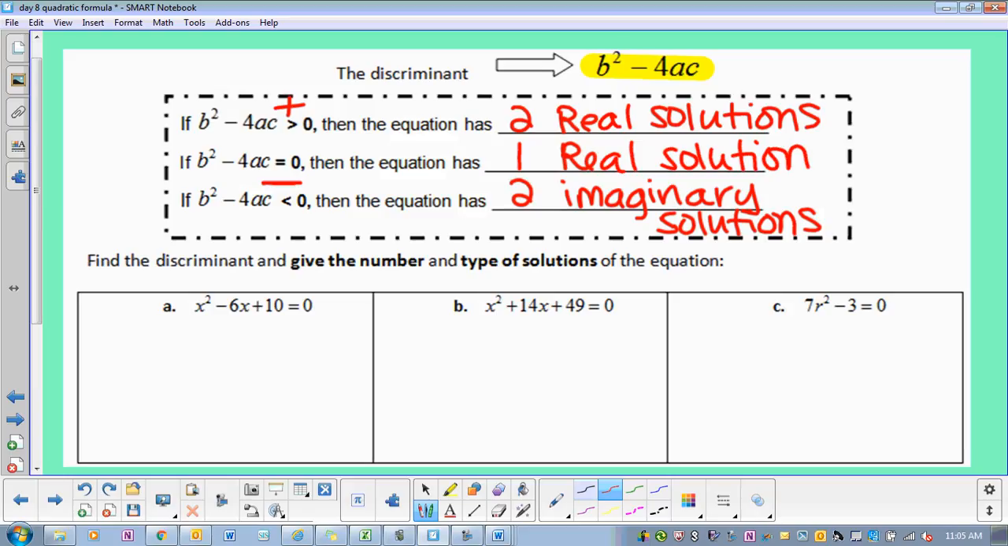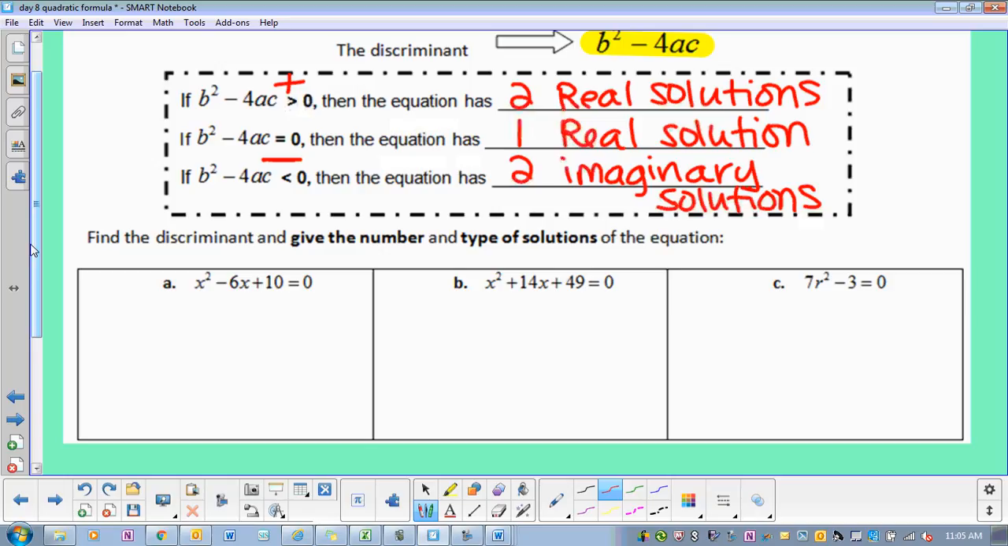All right. So here's the fun part. If they tell you, and you have to read the directions carefully, okay? If it says find the discriminant and give the number and the type of solutions, you have to tell me 1 real, 2 imaginary. That's all I want, okay? So if I look at A, you still have to put it in standard form, and you gotta get your a, b, and c.